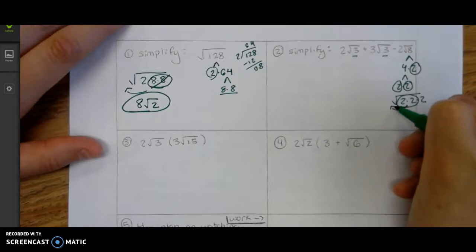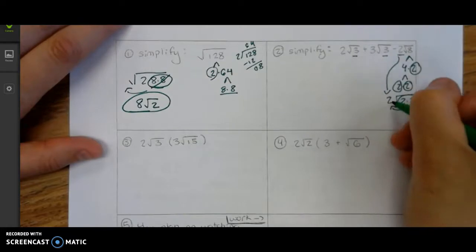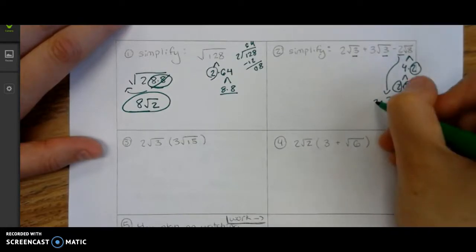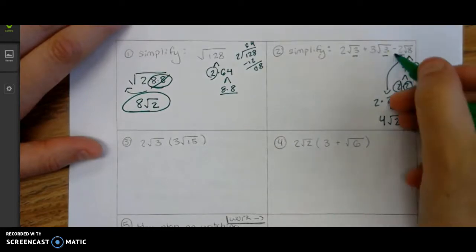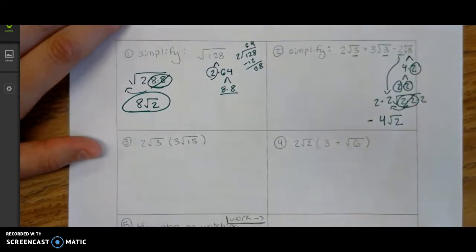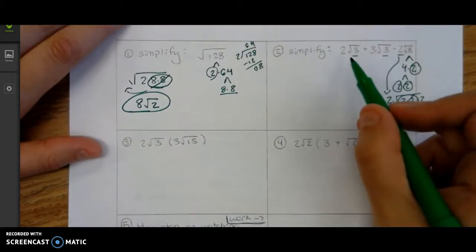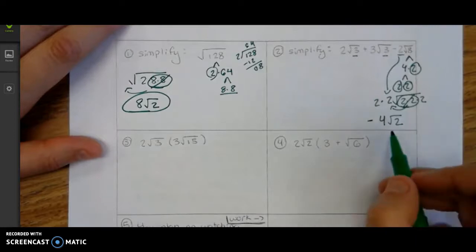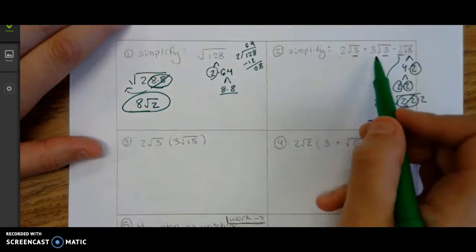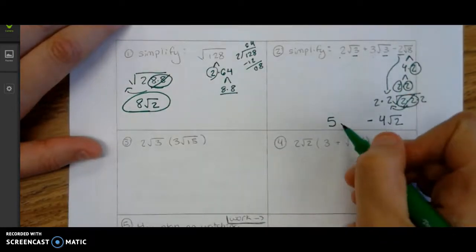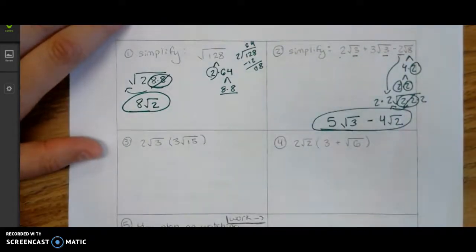Move the 2 outside. Make sure you don't forget this 2, right? If I have a 2 outside, I have to keep it. So there's already a 2, and I move this 2, so I'm going to have 2 times 2 on the outside. And this was a minus sign, so I'm going to write minus. So now I can carry the rest down. These two have the same radicand, so square root of 3 on the square root of 3. This is not the square root of 3, so I'm not going to be able to combine that. So I'm going to go ahead and add my coefficients together. 2 plus 3 is 5. Square root stays the same. And that's the answer to number 2.